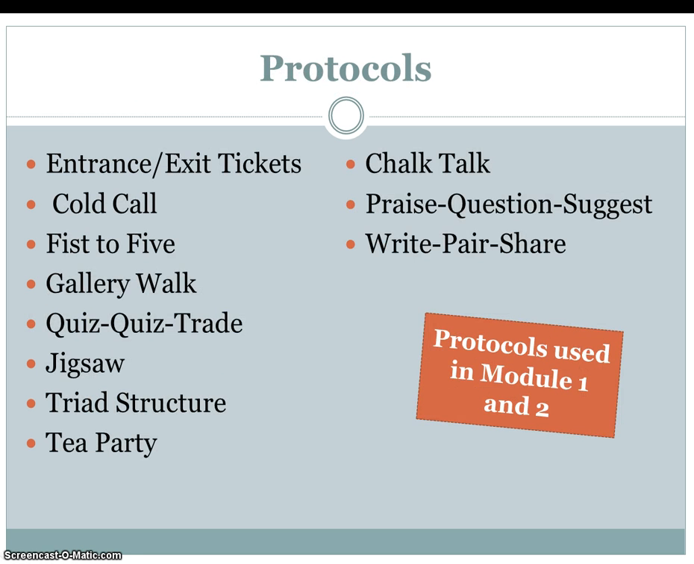The protocols that you see listed here were all used in Module 1 and continue to build in Module 2. The examples are entrance and exit tickets, cold call, Vista 5, gallery walk, quiz trade, jigsaw, triad structure, tea party, chalk talk, praise question suggest, write pair share. Reminder: all of these protocols you can find on EngageNY in the appendix.